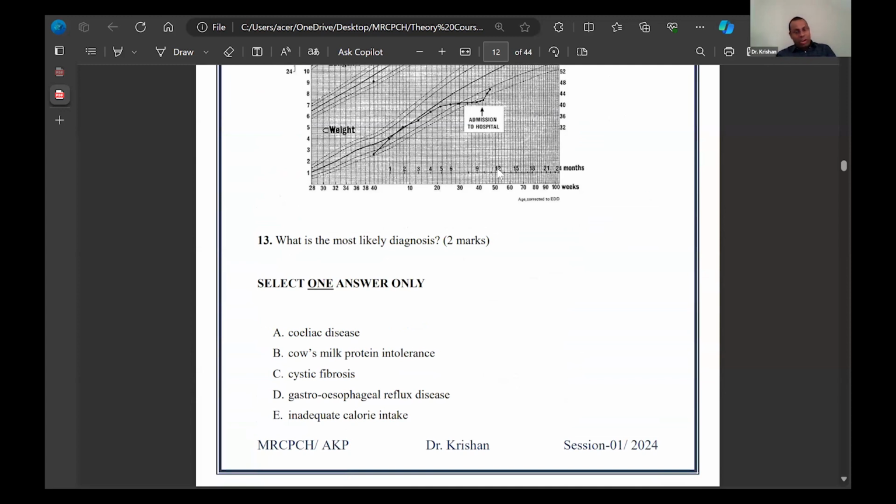Okay. So what do we think as the most likely diagnosis? Could that be celiac disease, cow's milk protein allergy, cystic fibrosis, gastroesophageal reflux disease, inadequate calorie intake?